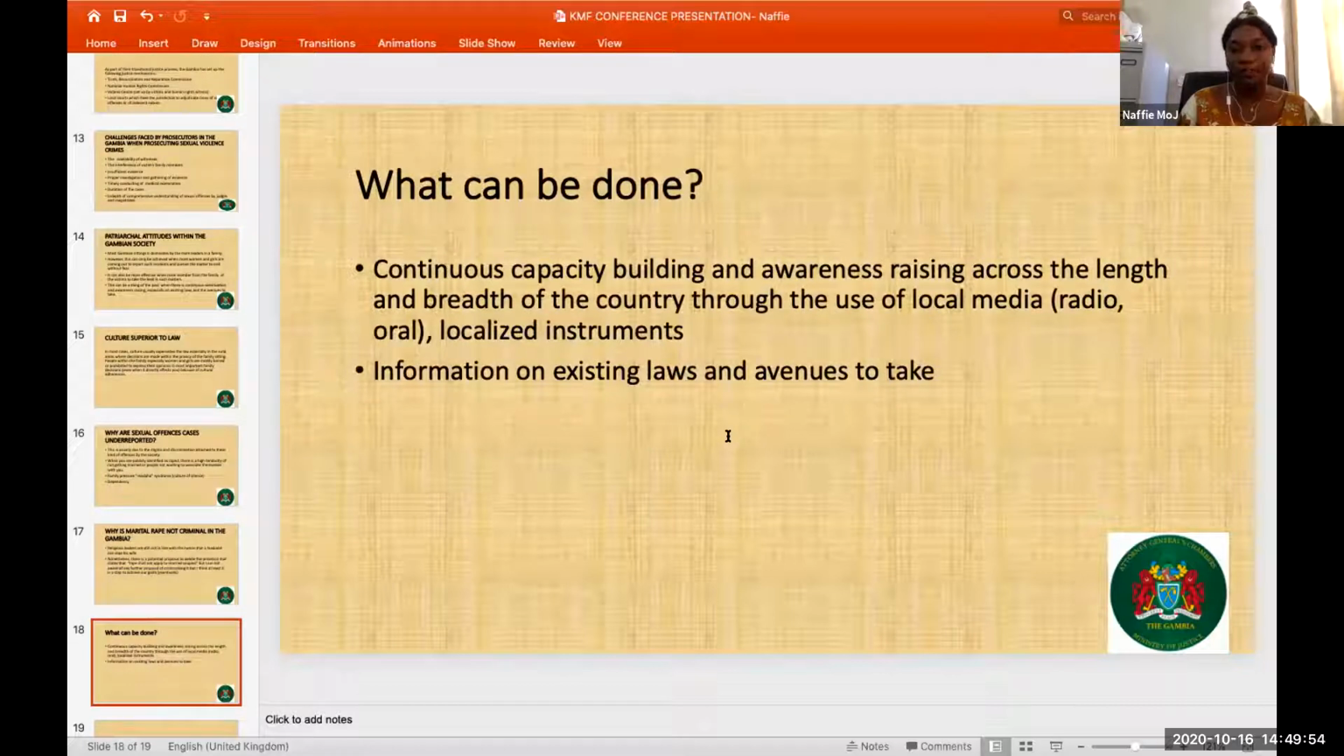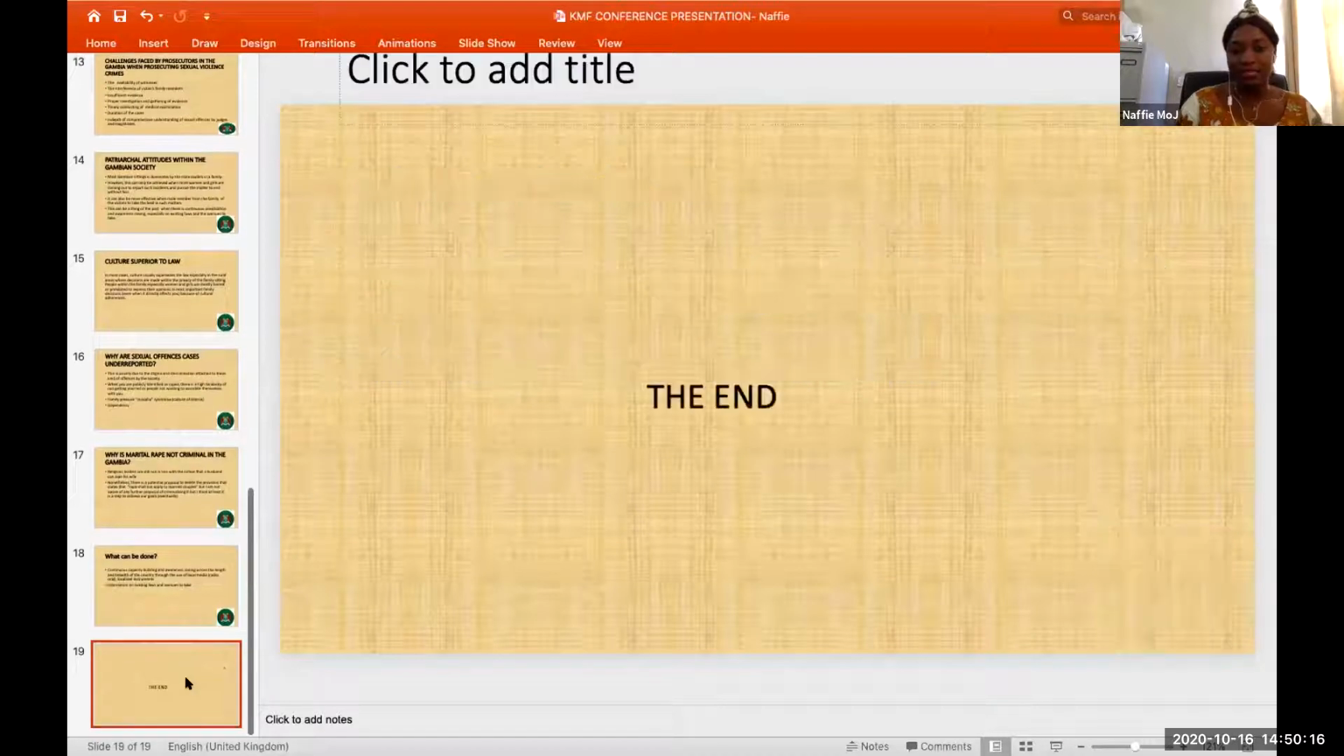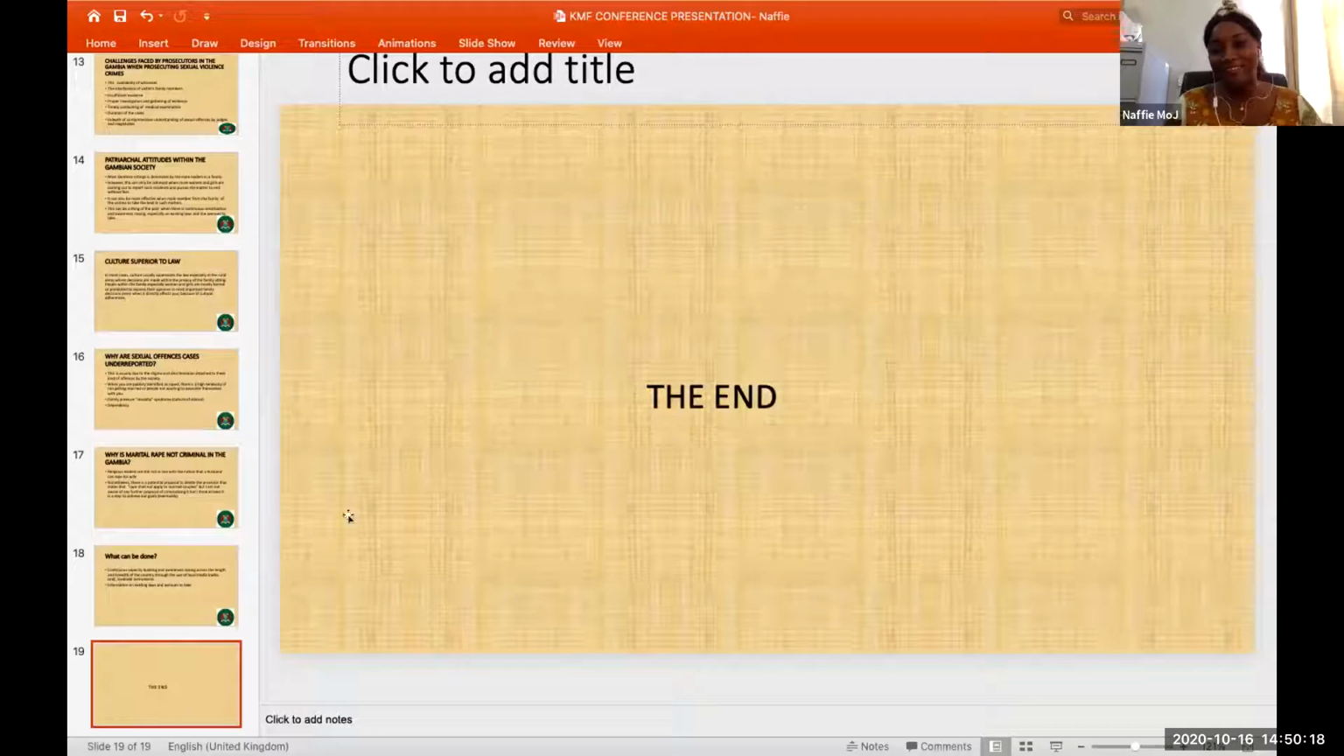We should have continuous capacity building for the prosecutors, the judges, the public, everyone, and even the CSOs as well. Everyone is involved when we have continuous capacity building and awareness raising across the length and breadth of the country, using the local media as well, and also to inform people of the existing laws and the avenues that they can take to report certain cases. Yep, I'm done. Thank you.